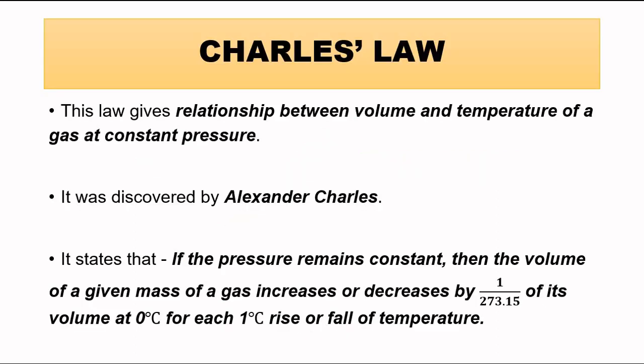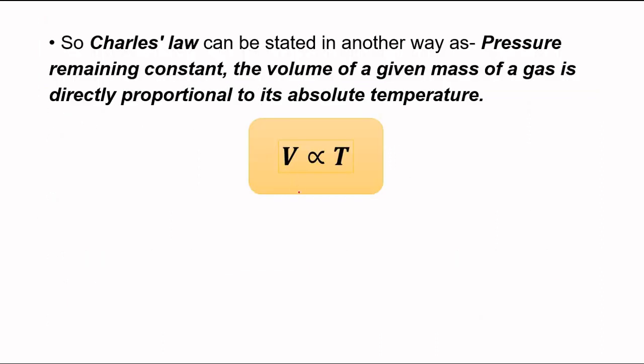So Charles' law gives the relationship between volume and temperature of a gas at constant pressure. Essentially, Charles' law states that when pressure is remaining constant, the volume of a given mass of gas is directly proportional to its absolute temperature, when it is expressed in Kelvin.